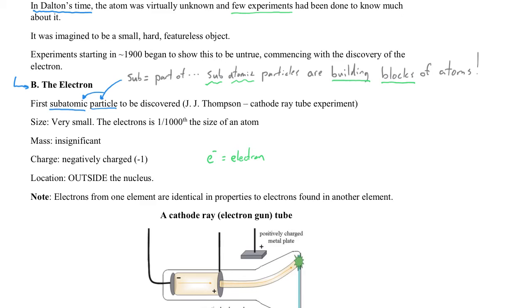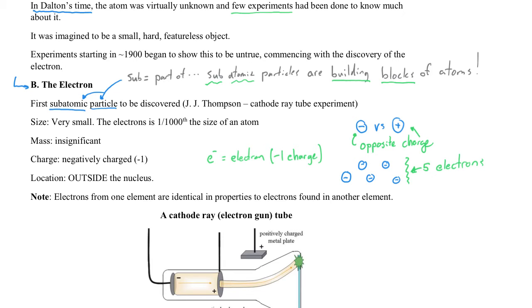They have what we call a negative charge. A negative charge is just an electrical charge that happens to be the opposite of the other charge that we call positive. Positive and negative charges are obviously opposite to one another, and electrons have a -1 charge. So each electron particle is -1. So if we have 2 electrons, it would be -2 in total, because each one has a -1 charge. Now here's a note. Electrons from one element are identical in properties to electrons found in another element. There are no differences between these different electrons from different places.